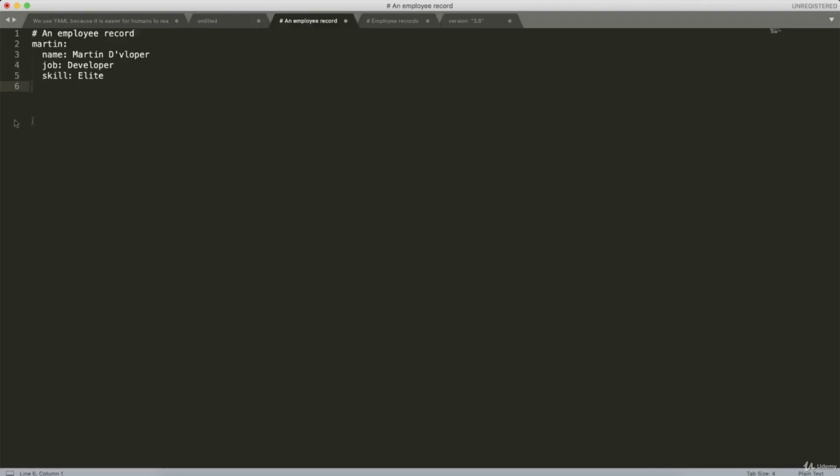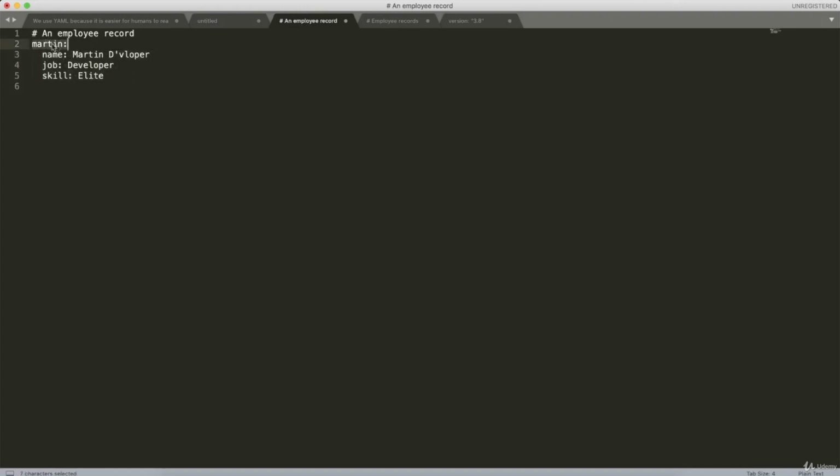Okay, now let's see another example, which is this one. Now, as you can see, it is a combination of key value pair, or name value pair. Here, this is a comment, employee record. Now here we have Martin with a colon. Now inside the Martin, we have the name, the job, the skill. So all of that is subjected under the Martin. Here, if you notice, we have 2 spaces. The same for job, the same for skill. Which means that all of that is subjected under Martin.